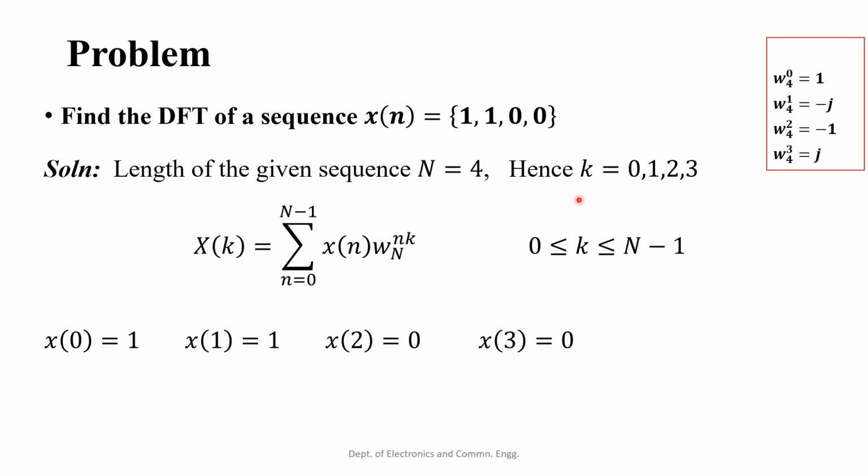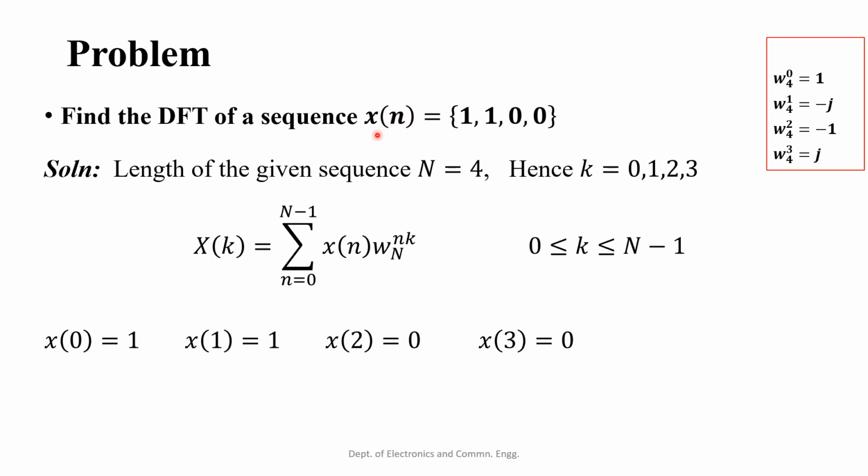Therefore, k, that is the frequency domain sequence number, runs from 0 to 3, that is 0, 1, 2, 3. So this can be identified from this representation. k takes the value from 0 to N minus 1, N is 4. So k takes the values from 0 to 3, that is 0, 1, 2 and 3. So one part is over.